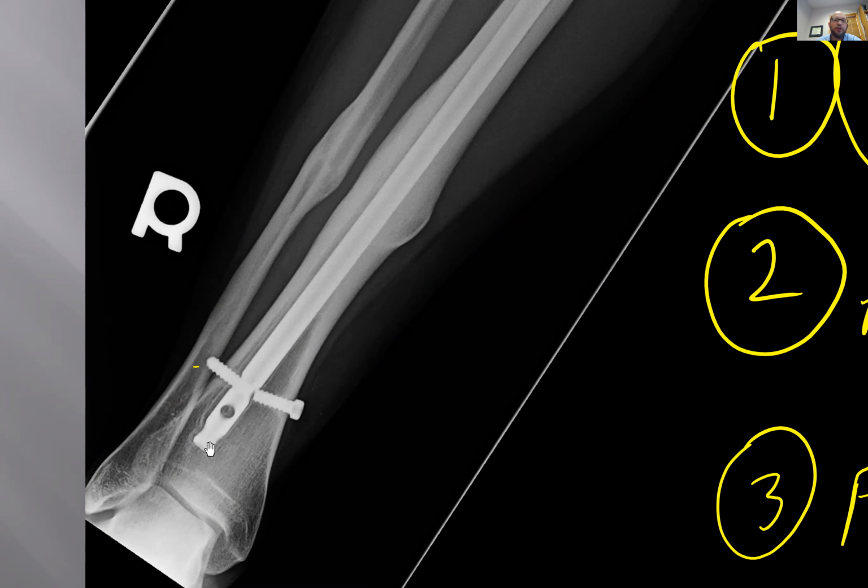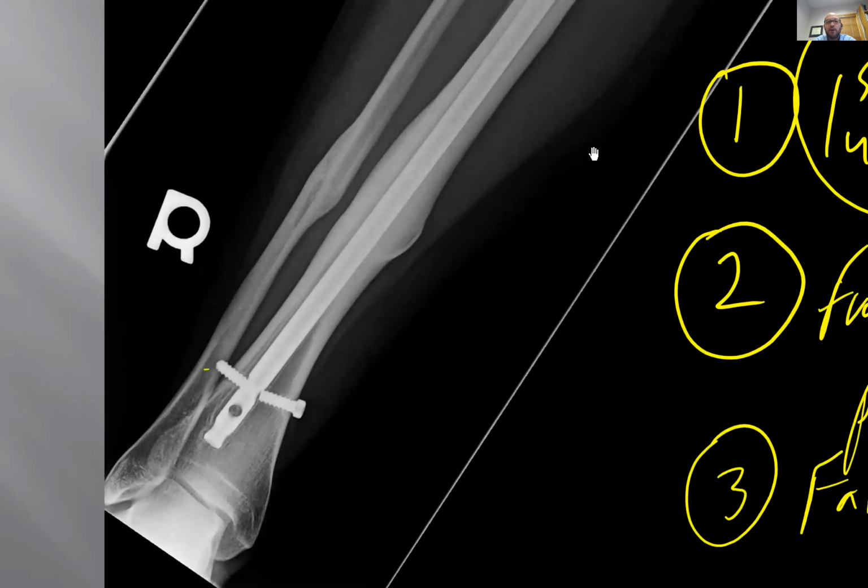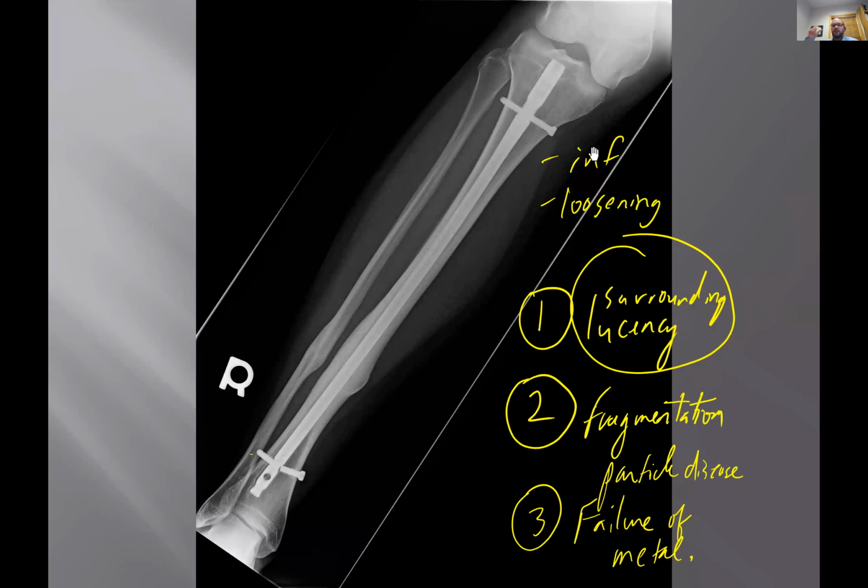This person should go back to their orthopedist. They should compare to old films. They should decide if this fractured screw is going to cause some local periosteal irritation, or what's going on here. Is that related to the patient's pain? Okay, so does that help for follow-up surgery? Yep. Surrounding lucency, fragmentation, and failure of the metal.